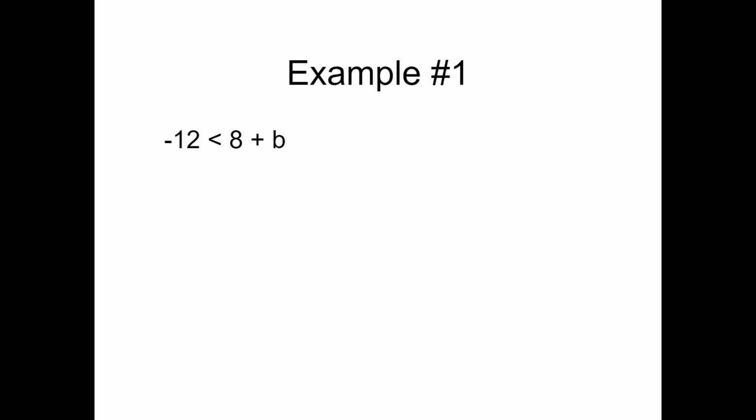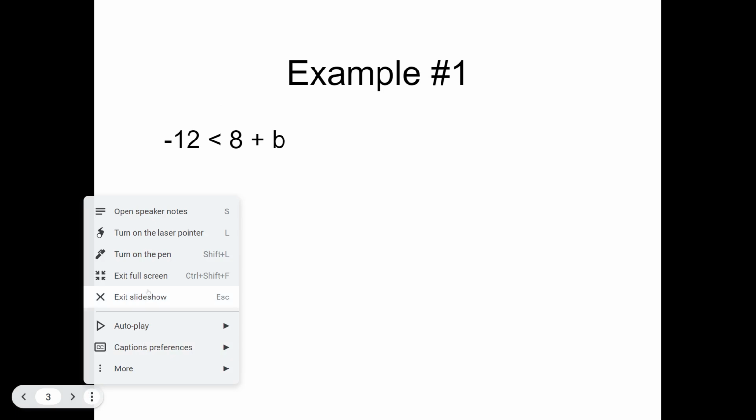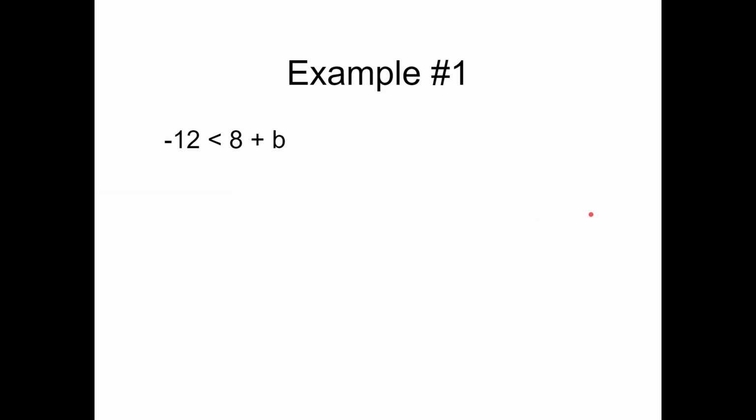All right, so let's go ahead with this first example here. Let me turn my pen on. So we have negative 12 is less than 8 plus b. I'm going to do the same thing that you guys have seen me doing before. We're going to draw a river right down the middle of the inequality symbol, and I'm going to box up my variable. And when I box up my variable, I'm boxing up whatever operation is taking place to the left of it with everything it owns in the box.